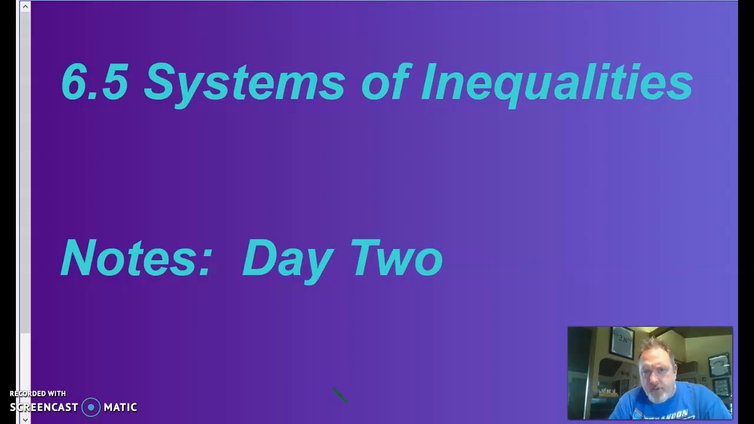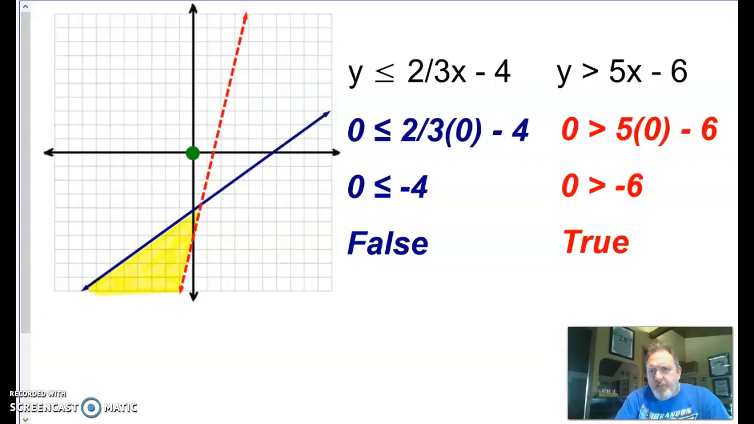All right, welcome back to day 2 of section 6.5, Systems of Inequalities. Day 1's notes, we dealt just with singular inequalities, so we had one line or one quadratic or one circle. Today we're actually going to get into systems where we have 2 or more equations. And so this first one here, we've got 2 linear inequalities, and that's pretty typical for what we'll see. Primarily linear, though we'll see a few other nonlinear examples.